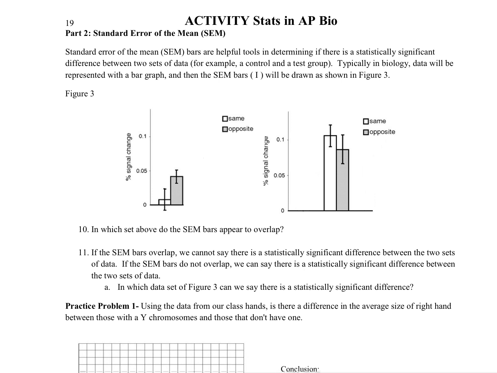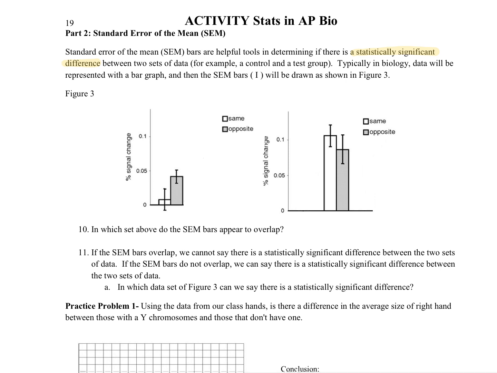Part 2 of this activity deals with standard error of the mean, or what we call SEM. Standard error of the mean, or SEM bars, are helpful tools in determining if there is a statistically significant difference between two sets of data. For example, a control and a test group. And it's very important that we distinguish between a difference and a statistically significant difference. SEM bars are going to help us identify when there is a statistically significant difference.